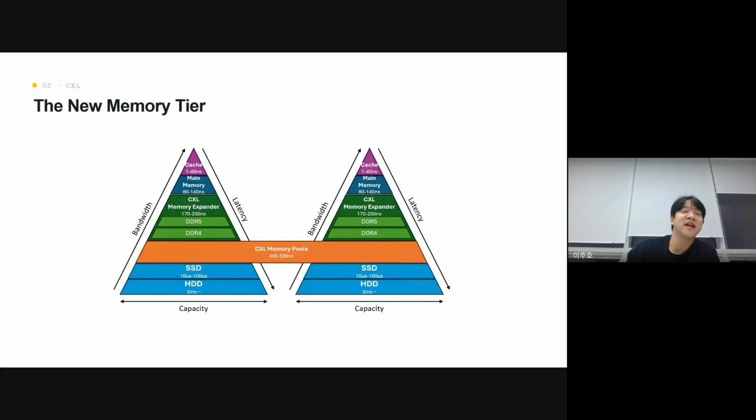So here is a diagram that helps your understanding with the latency numbers. Mainly, local DRAM memory is around 80 to 140 nanoseconds latency, and a CXL memory expander reaches 170 to 250 nanoseconds, and CXL memory pools are around 400 to 500. But if we look at SSDs, they are still in microsecond scale. So this points out that CXL is much closer to DRAM than SSD storage.